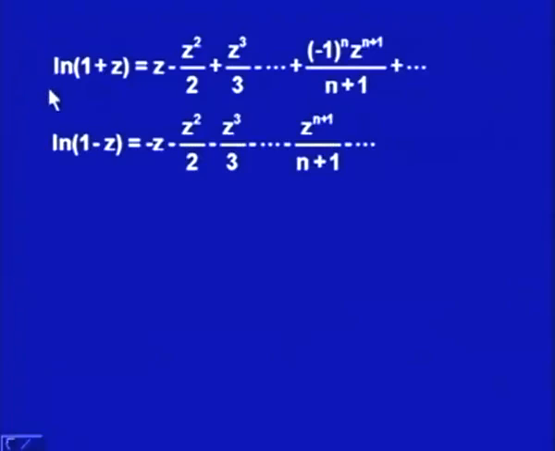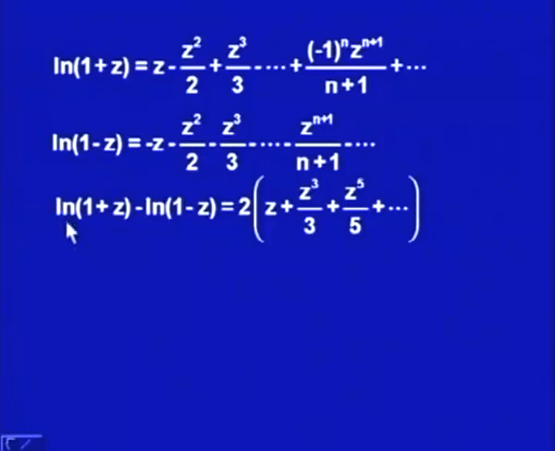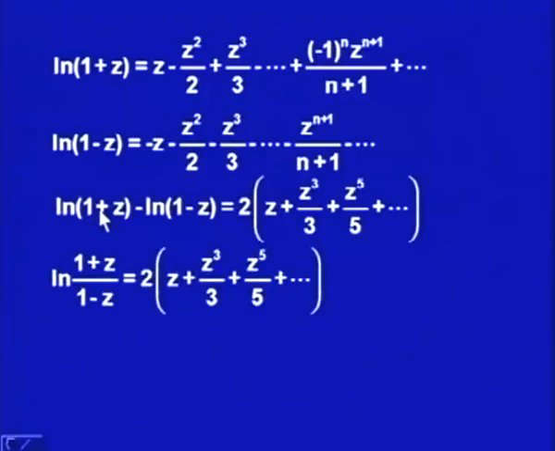Similarly, from this we can derive the Taylor series for the function ln of 1 minus z by replacing z by minus z in this series. So, we will have the series with all negative terms. If I subtract the two series, then it is ln of 1 plus z minus ln of 1 minus z is 2 times z plus z cube by 3 plus z^5 by 5 and so on. And this expression can also be written as ln of (1 plus z) over (1 minus z) is equal to 2 times z plus z cube by 3 plus z^5 by 5 plus and so on.